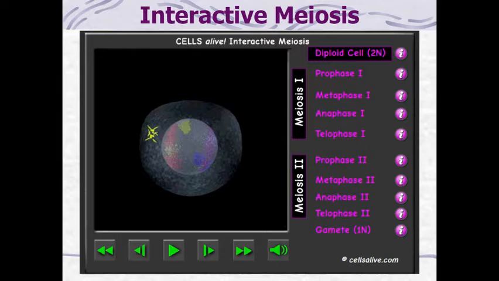This slide shows an interactive meiosis activity. This is something that if you did not try yet, you should definitely go back into the meiosis slideshow and go through this interactive activity, because it shows you what happens in the different stages of meiosis.